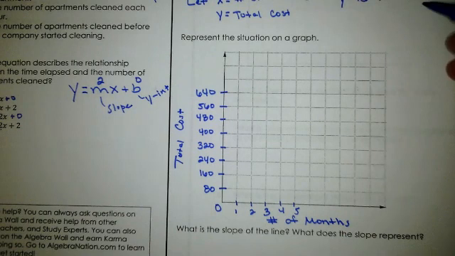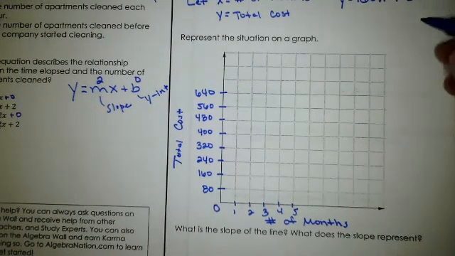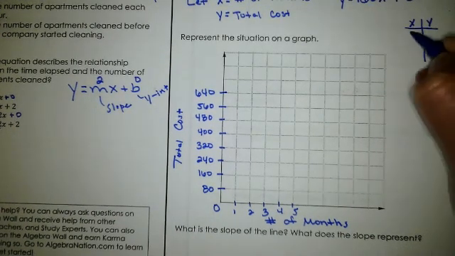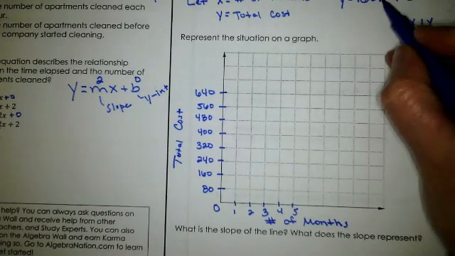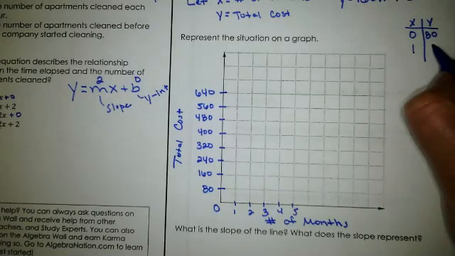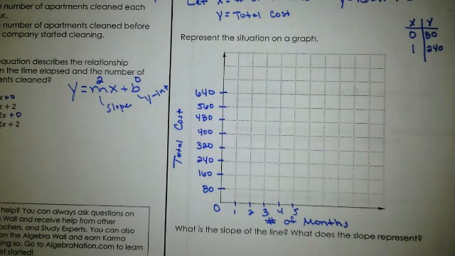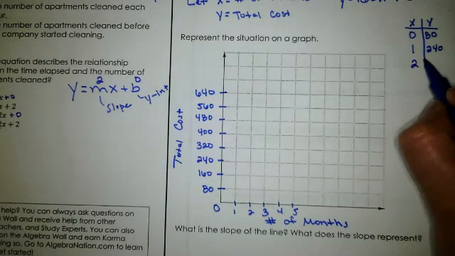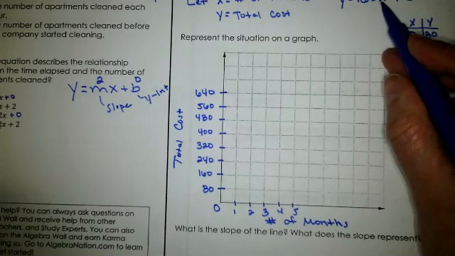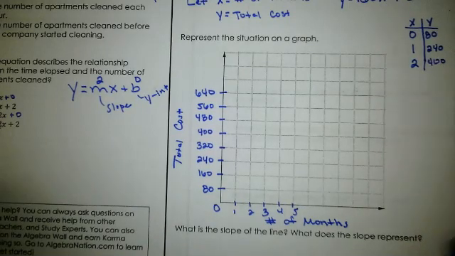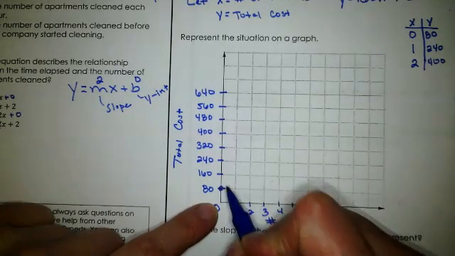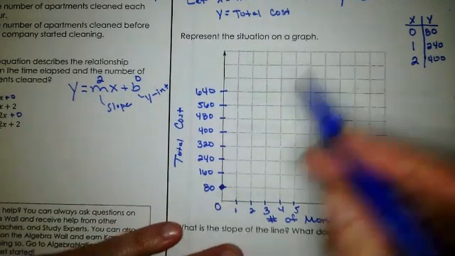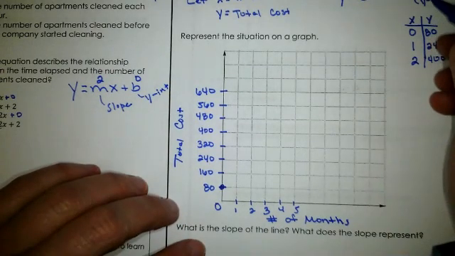So if we have 0 months, if I put in a 0, I'll get out an 80. If I put in 1 month, I'll have 160 plus 80, so I'll add 160 and get 240. And add another month. So if I put a 2 in there, I'll have 320 plus 80, so 400, and so on and so forth. So at 0 months, I owe $80 because I had an activation fee. And so this will be my y-intercept.